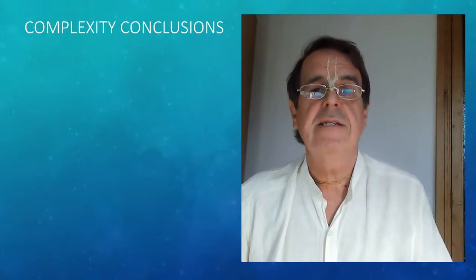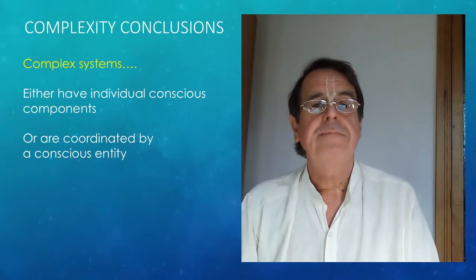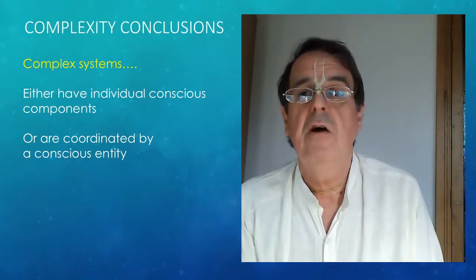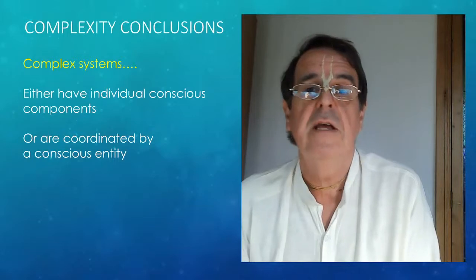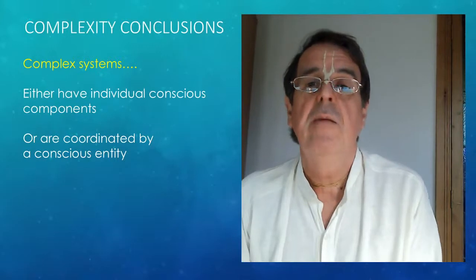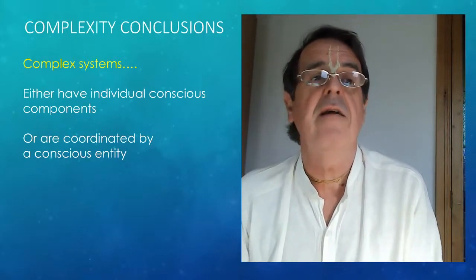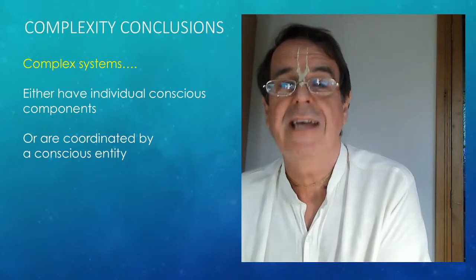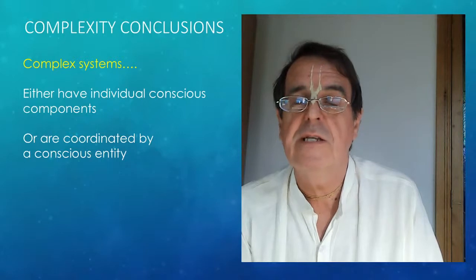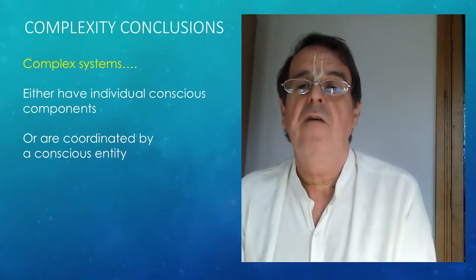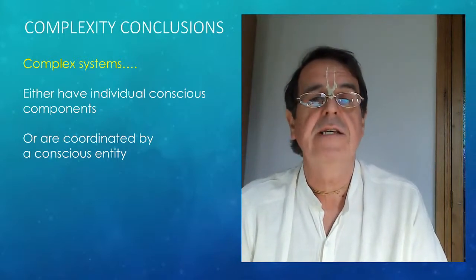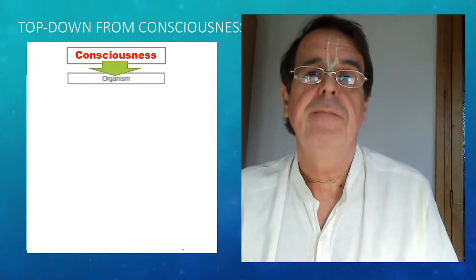So let me summarize this like this. Either, in terms of complex systems, they are made up of individual conscious entities, conscious components, or the system that exhibits complexity does so because it is coordinated by a higher or overall conscious entity. In either case, we cannot separate complexity that we see happening in systems from consciousness. And this is crucial for our understanding of the complexity that we observe in biology.